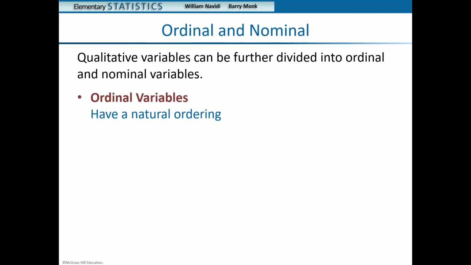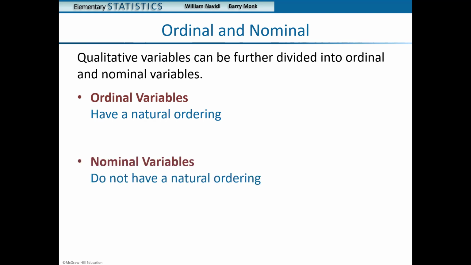Qualitative variables can be further divided into ordinal and nominal. Ordinal variables have a very natural ordering to them. Okay, so the different category names, there's a way of arranging those names that just naturally makes sense. Nominal variables do not have a natural ordering. So let's illustrate this with some examples once again.